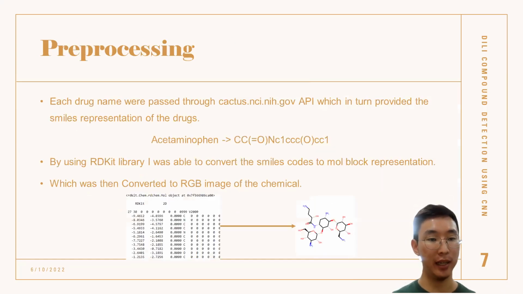Each drug name was passed through the Cactus NCI API, which in turn provided a SMILES representation of the drug. A SMILES representation is basically a letter representation of the molecular structure of that drug, as shown here. By using the RDKit library in Python, I was able to convert these SMILES codes to mol block representations, which were then converted into an RGB, 3-channel image of the chemical itself.